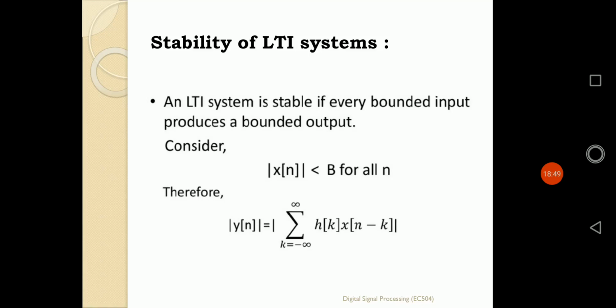For each and every bounded input, that means the value of x[n] is bounded. That means its value will be limited to a finite value, defined by less than B for all values of n. Therefore, we can say whenever the input is bounded, if the system is stable, the output is also bounded. That means the value of y[n] is also finite, less than an infinite value.